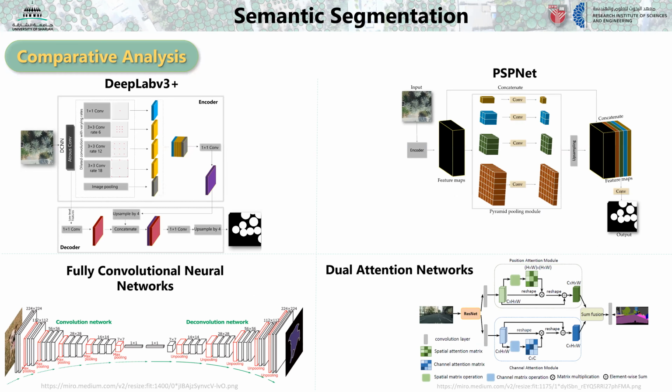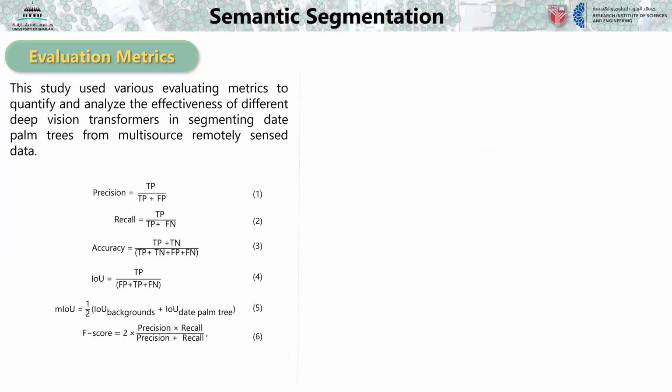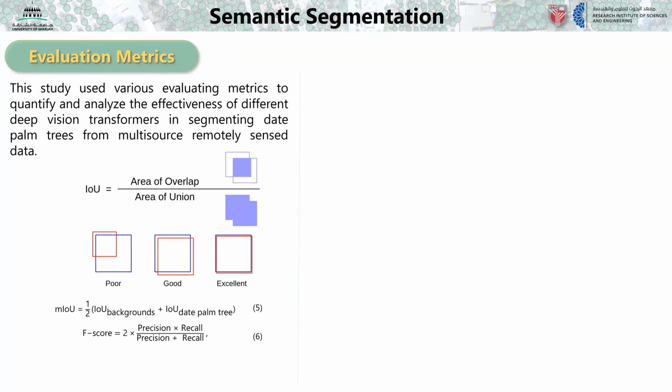Also, these vision transformers were compared with some of the widely used segmentation architectures, including DeepLab version 3+, PSPNet, dual attention networks, and FCN networks. These models were evaluated by different accuracy metrics.